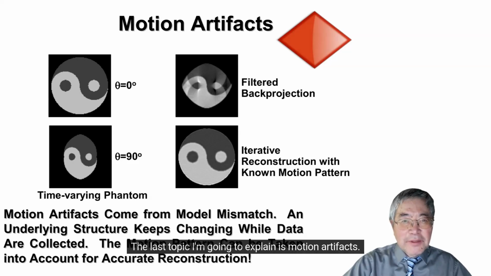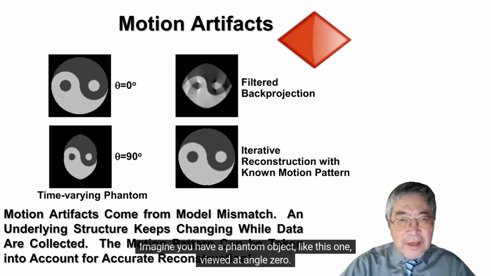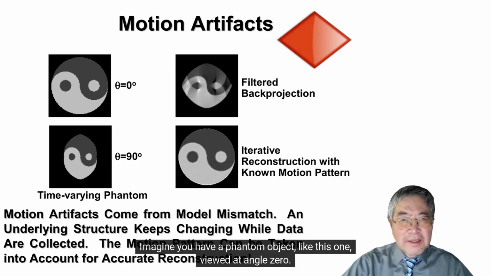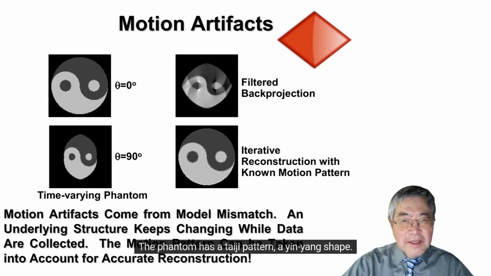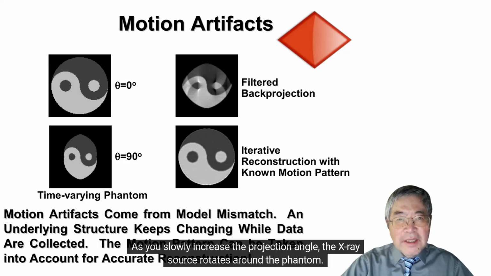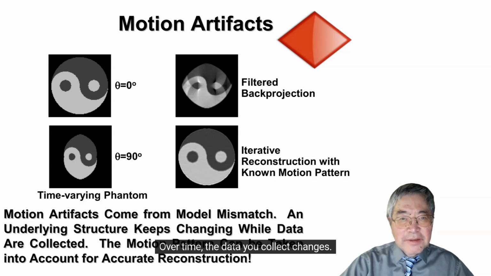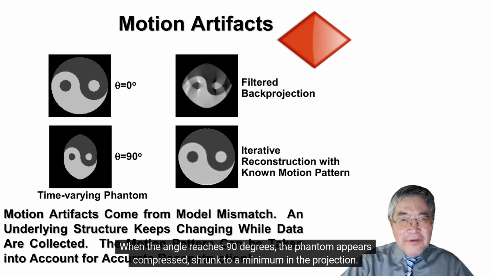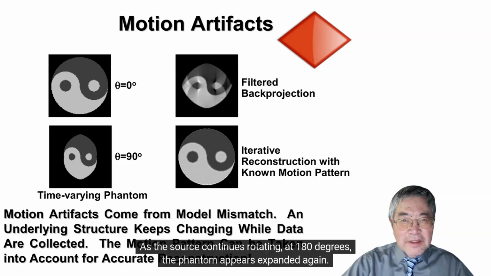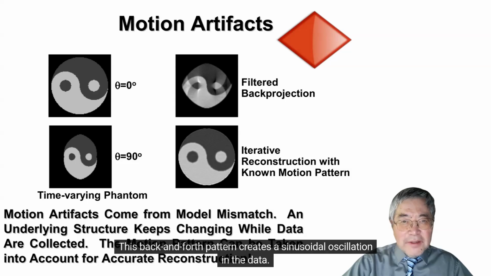The last topic I'm going to explain is motion artifacts. Imagine you have a phantom object like this one, viewed at angle 0. The phantom has a taiji pattern, a yin-yang shape. As you slowly increase the projection angle, the X-ray source rotates around the phantom. Over time, the data you collect changes. When the angle reaches 90 degrees, the phantom appears compressed, shrunk to a minimum in the projection. As the source continues rotating at 180 degrees, the phantom appears expanded again. This back and forth pattern creates a sinusoidal oscillation in the data.